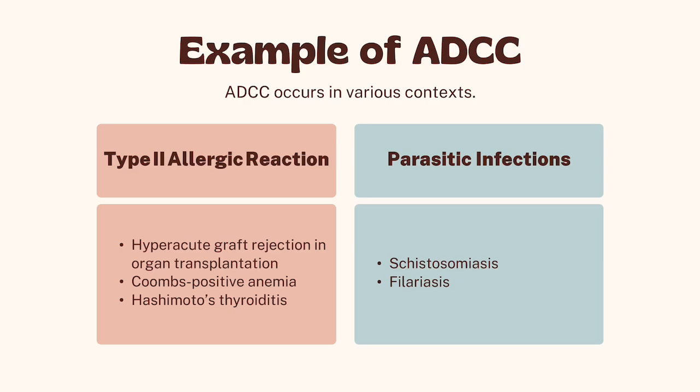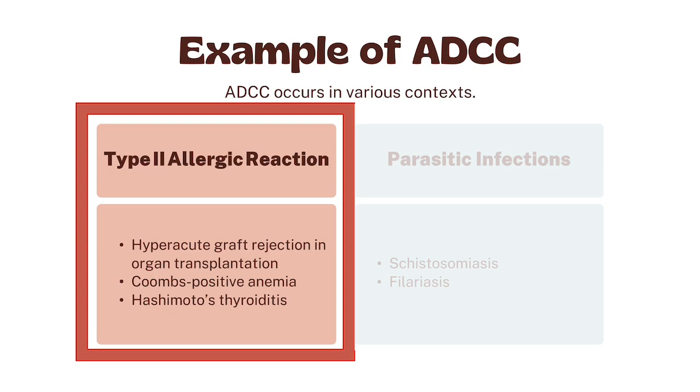Type 2 allergic reaction. In this type of reaction, antibodies bind to antigens on cell surfaces or linked molecules. This activates immune cells too much. As a result, cells and tissues may be damaged.